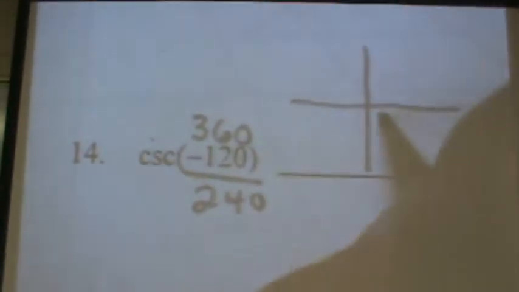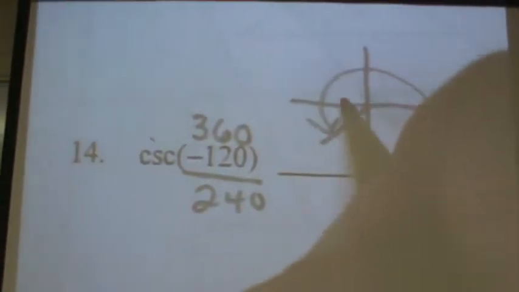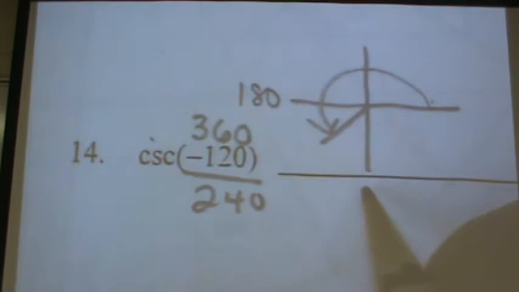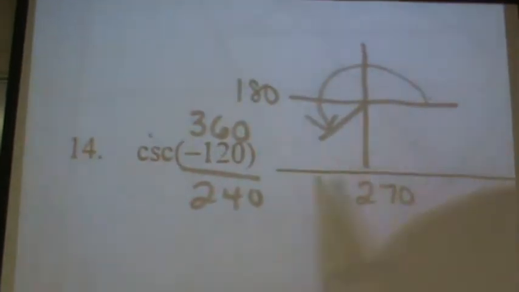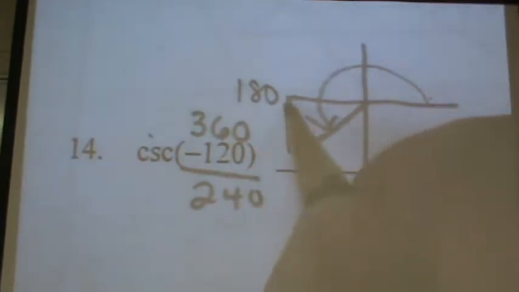What's the next one that we need to do? Cosecant of negative 120. I don't like negative 120 degrees. I want to add 360 to this. What do I get? 240. I know where 240 is. It's somewhere between 180 and 270, somewhere in quadrant 3. So I know that my x and my y are both negative.